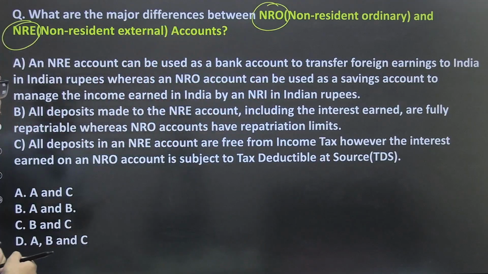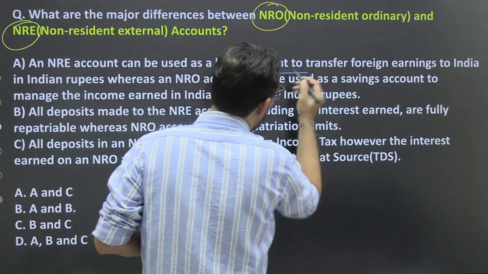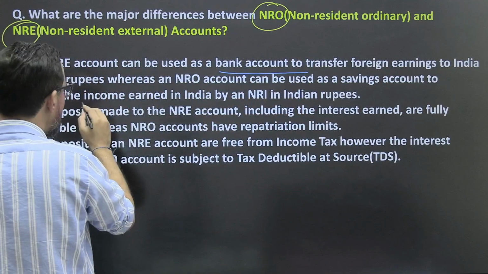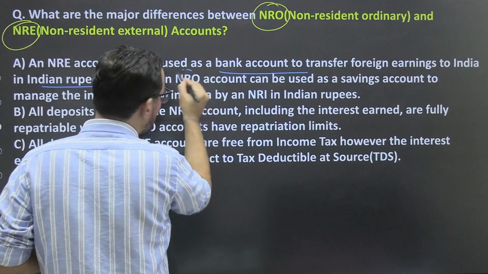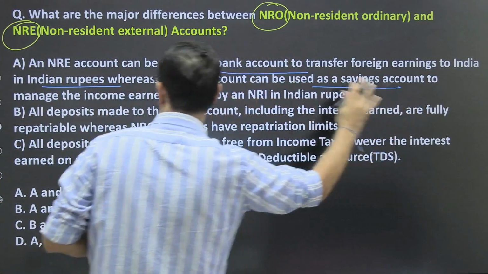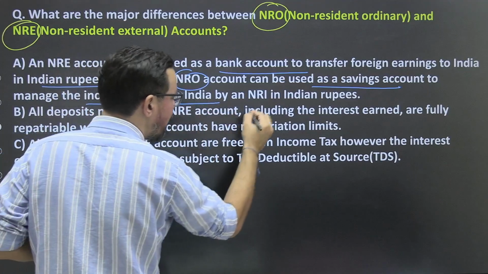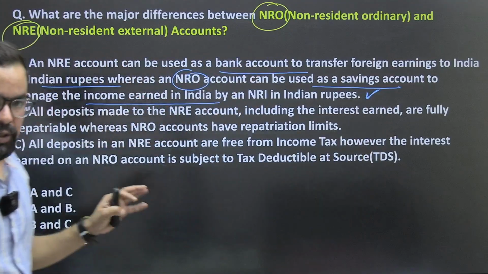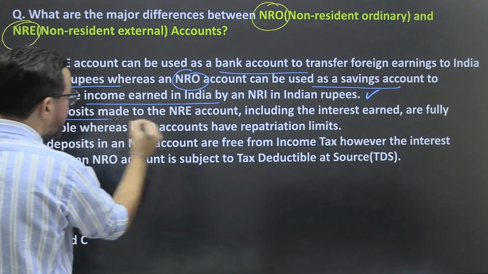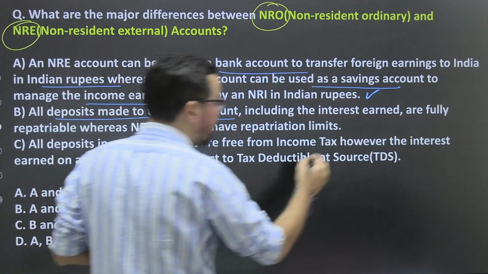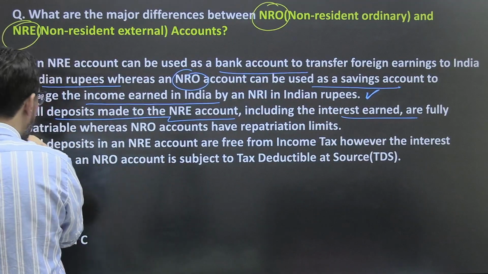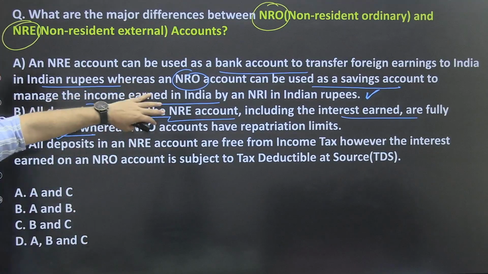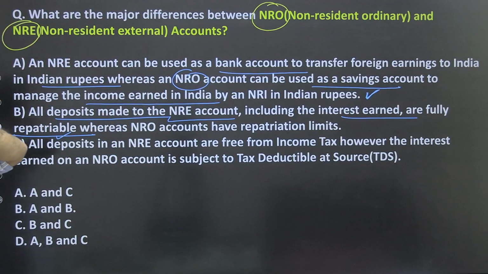अब कुछ statements आपको दिए गए and you have to find out the correct statement here. An NRE account can be used as a bank account to transfer foreign earnings to India in Indian rupee, whereas NRO accounts can be used as a savings account to manage income earned in India by an NRI in Indian rupee. So both are rupee accounts. The first statement is correct here. All deposits made to NRE accounts, including interest earned, are fully repatriable. This is also true because the source of earning is generally from a foreign country, so it is on a repatriable basis.